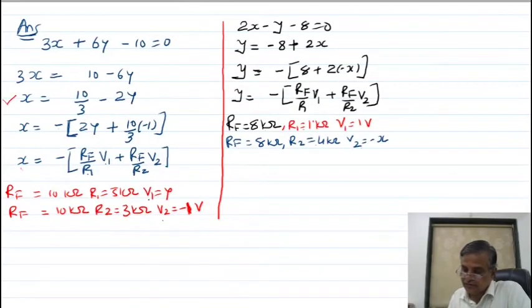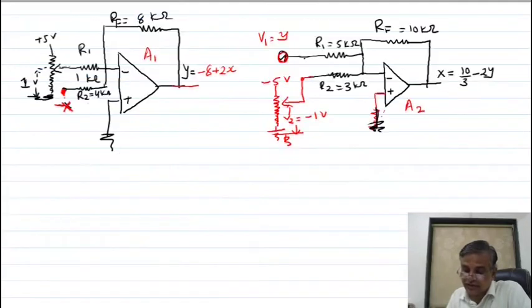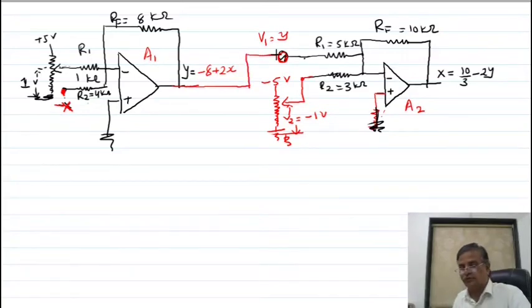See, this you have written. So this output you have to connect to the input of A2. The second op-amp requires Y, so you can give the output of the first op-amp to the second. Now this requires minus X. So what do we have to do?